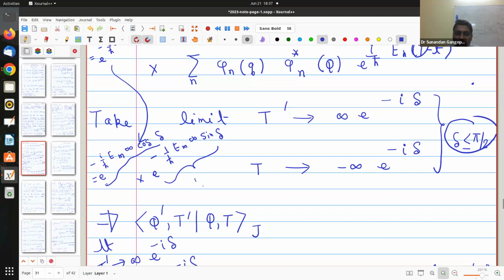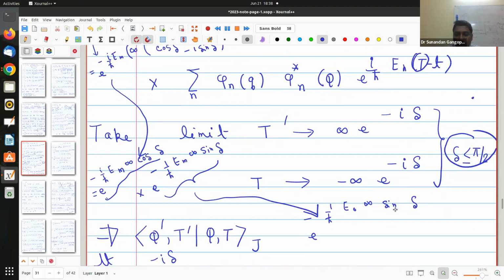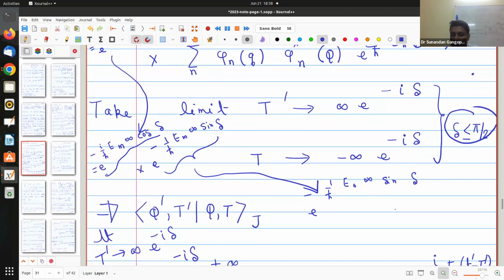So what will happen is the following. There is also a summation over m, sitting outside. So when you expand the sum, it will be 1 by h bar E naught infinity sine delta. This will be the first term, and then plus e to the power of, I'm not writing the other terms obviously, but it will be something like this, and so on.